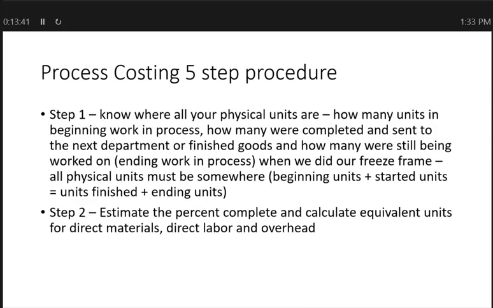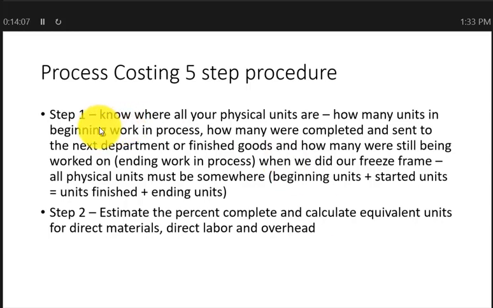So once we have in our minds the concept of equivalent units, and we can calculate equivalent units, then we can enter into the process costing 5-step procedure. All right, so these are the 5 steps. It happens the same way each time. If you do these 5 steps, then you'll be able to complete a process costing problem.